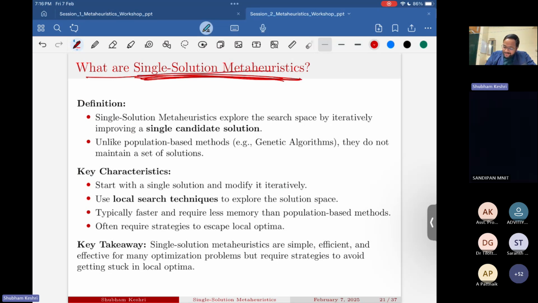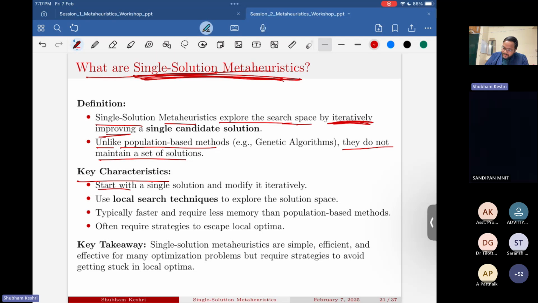Okay, so what is a single solution meta-heuristic? This is a classification. Meta-heuristics can be classified in different ways; this is one scheme. For this scheme, we have two groups: single solution meta-heuristics and population based meta-heuristics. A single solution meta-heuristic only sticks with one solution and moves to another solution which is better. It explores the search space by iteratively improving one candidate solution. Unlike population based meta-heuristics, they do not maintain a set of solutions. It always maintains one solution.